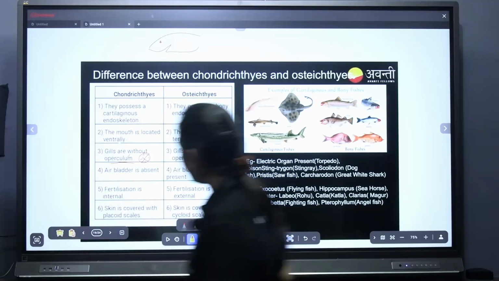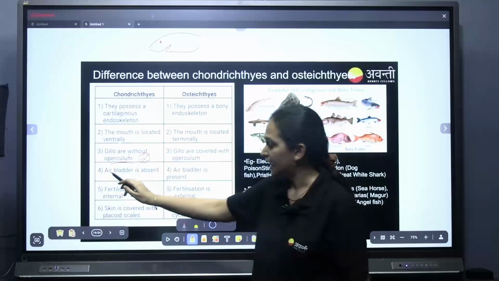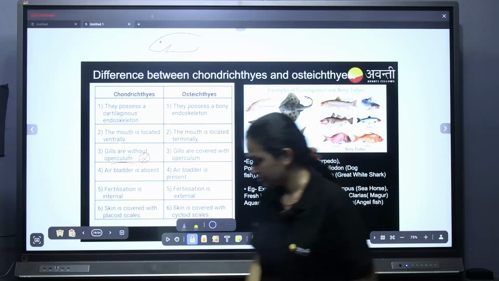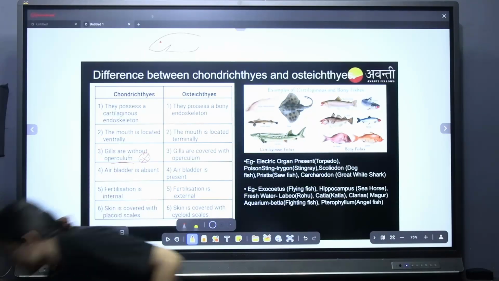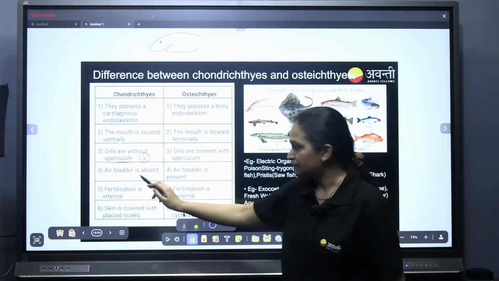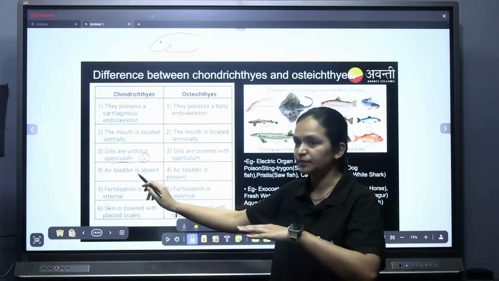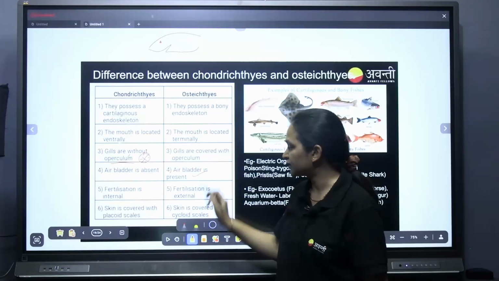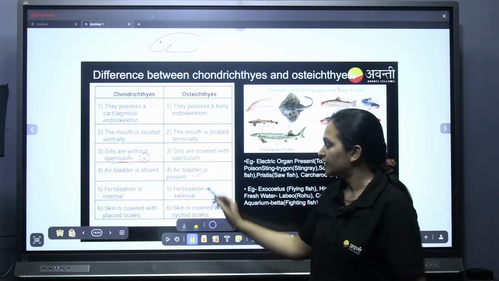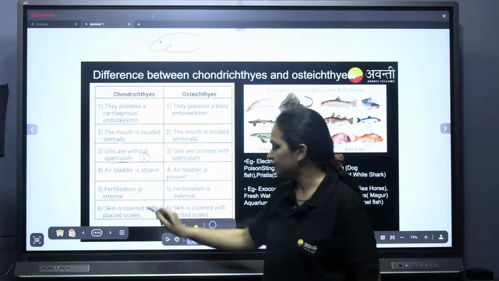Here gills are without operculum, here gills are covered with operculum, and here air bladder is absent, which means they have to keep on floating. As the air bladder is absent, they have to keep on swimming. Here air bladder is present. While sleeping, they don't have to keep on swimming, as they have the buoyancy. Fertilization is internal here.